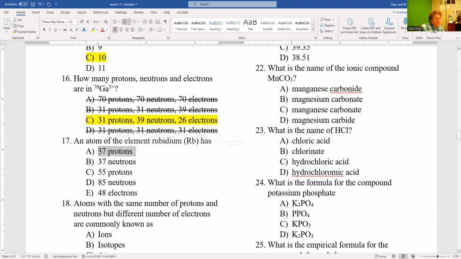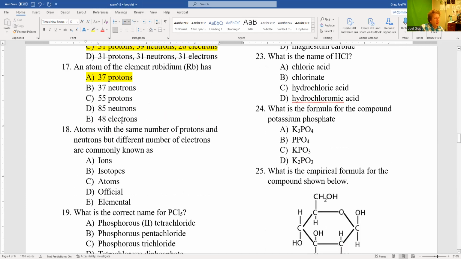But for this question, let me look at answer option C, 48 electrons. Well, an atom, not an ion, an atom of rubidium is going to have the same number of protons and electrons. So that's one way that you could dismiss answer option E. But A is your best answer for question number 17.